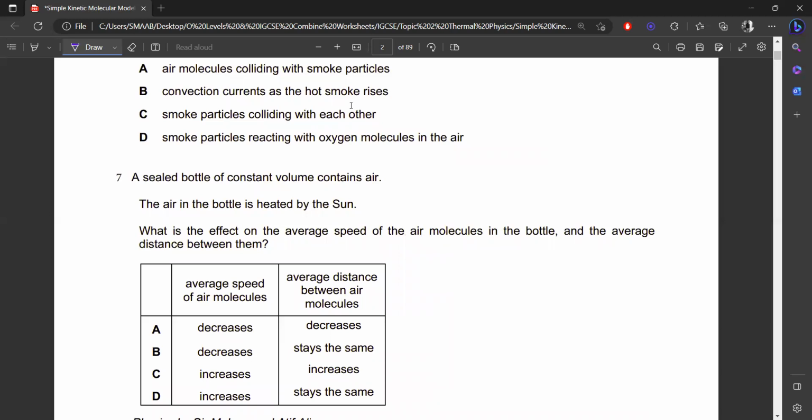Question 7. A sealed bottle of constant volume contains air. The air in the bottle is heated by the sun. What is the effect on the average speed of the air molecules in the bottle and the average distance between them? The speed increases, because the air molecules are heated by the sun. Now we have two possibilities, C or D. Average distance between air molecules stays the same, because we have a constant volume. So D.